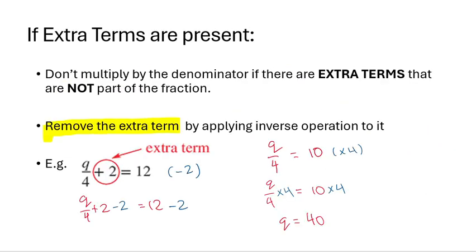Now, if extra terms are present, don't multiply by the denominator. What we mean by extra terms is that they're on the same side of the equation, but they are not a part of the fraction. So you remove the extra term first, and to do that, you just apply the inverse operations like normal. If you look at my example, I have q over 4 plus 2 equals 12. I'm going to get rid of that plus 2 by subtracting 2. When I subtract 2 on both sides, I end up with q over 4 equals 10.